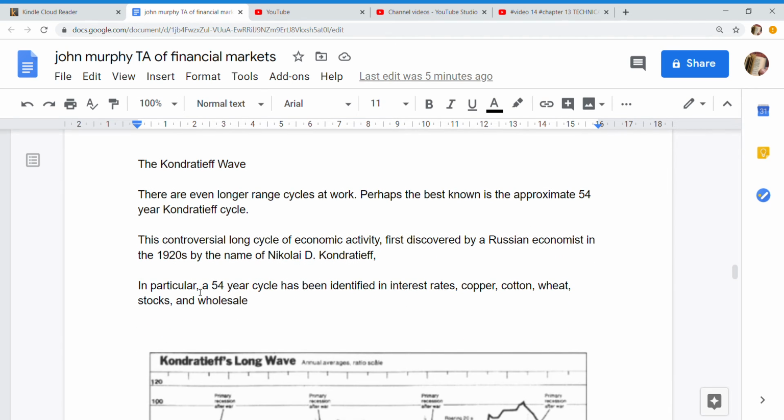The Kondratiev wave. There are even longer range cycles at work. Perhaps the best known is the approximate 54-year Kondratiev cycle. This controversial long cycle of economic activity was first discovered by a Russian economist in the 1920s by the name of Nikolai D. Kondratiev. In particular, a 54-year cycle has been identified in interest rates, copper, cotton, wheat, stocks, and wholesale prices.